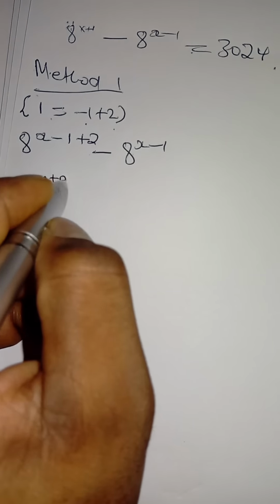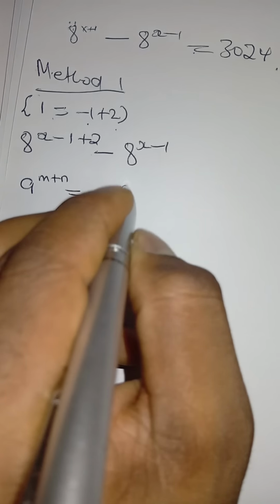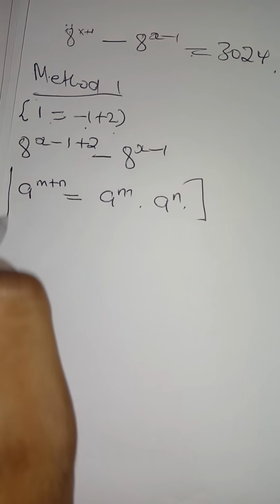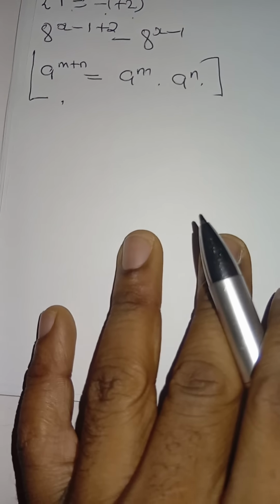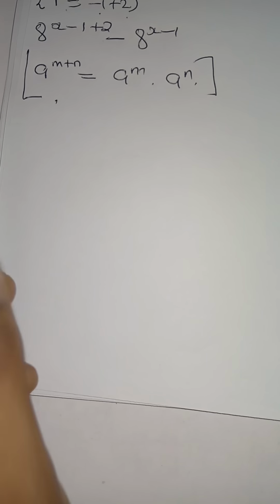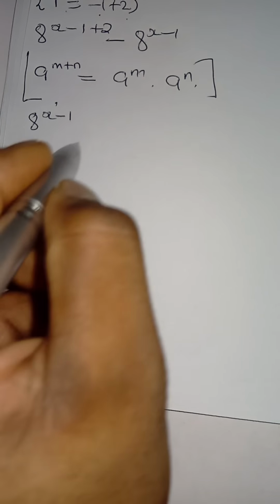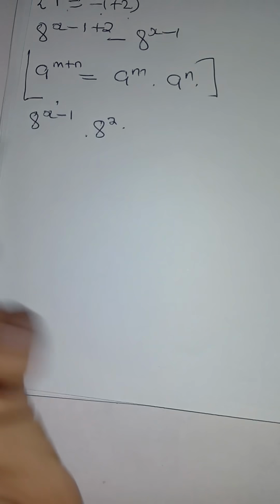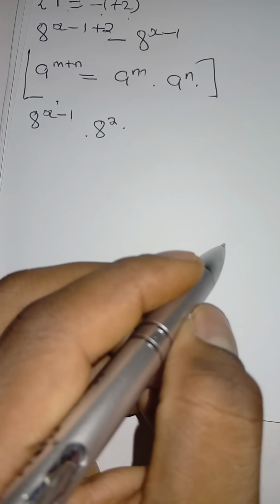a^(m+n) is equal to a^m times a^n. We're going to apply this. Okay, how do you apply it? Say 8^(x-1) and then 8 squared minus 8^(x-1) is equal to 3024.